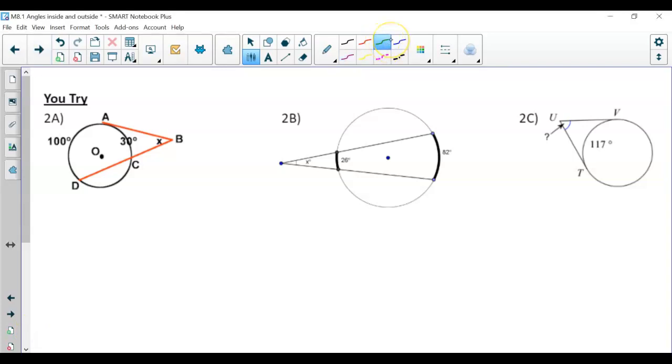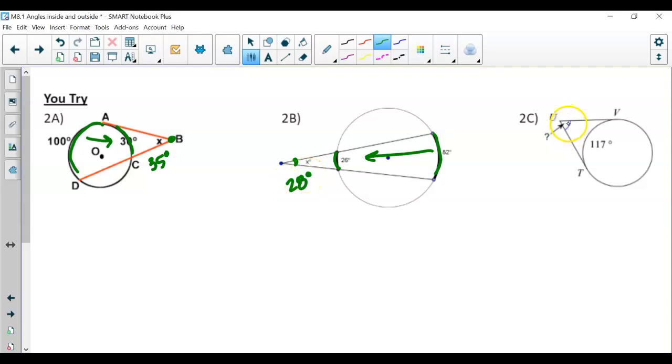So for the first U-try, the two lines that are creating our angle here are creating the two arcs that were given. So this was just a straightforward subtract, divide by 2 to get 35 degrees. Same thing here. This angle being created by our two secant lines is creating the two arcs here. So again, subtract, divide by 2, you get 28 degrees.